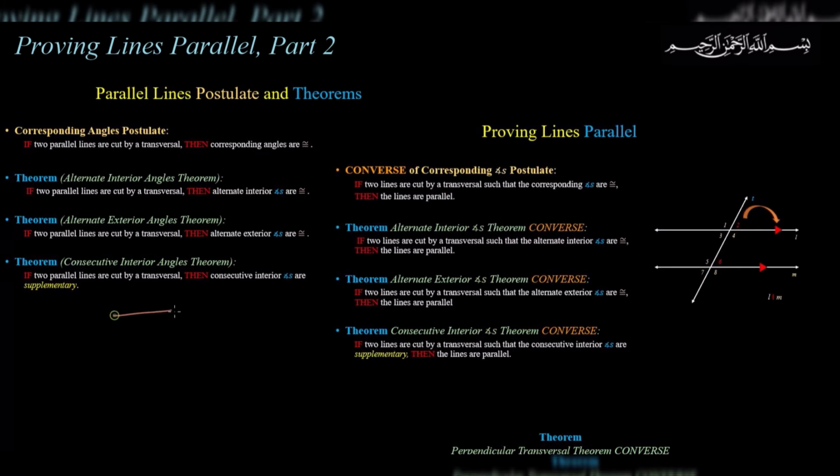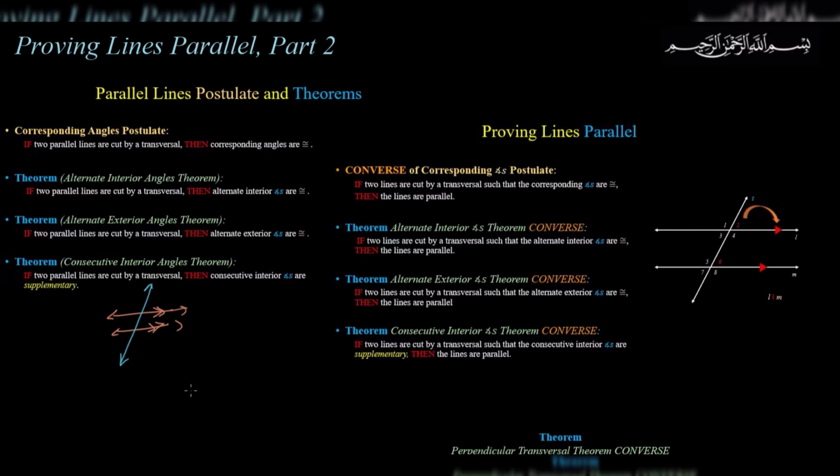Previously, I shared with you a postulate and theorems about parallel lines. Here we were given that lines were parallel, and we made certain conclusions about angles when we had a transversal. If the lines are parallel, then we made conclusions about the corresponding angles, the alternate interior and exterior angles, and the consecutive interior angles.